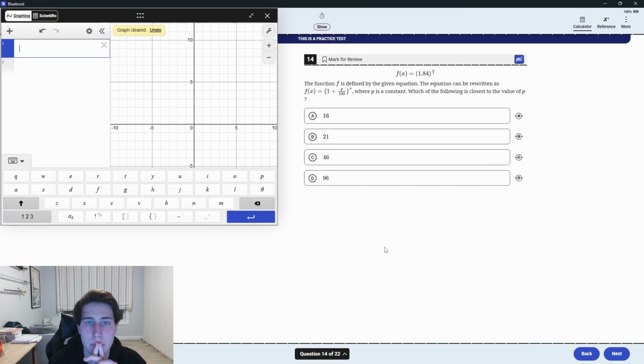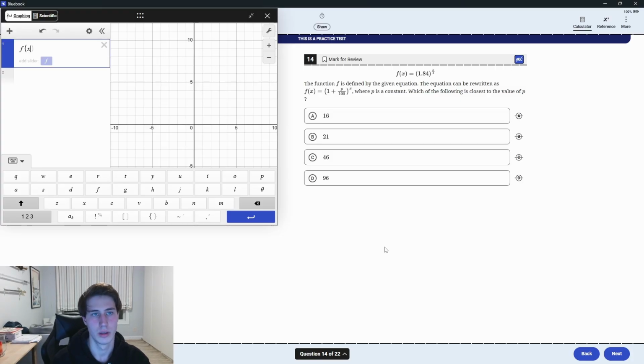Alright, 14. The function f is defined by the given equation. The equation can be rewritten as f of x equals that, where p is a constant. Which of the following is closest to the value of p? So we're looking for what's closest to the value of p, not what is the value of p. So we are going to do, again, you guessed it, Desmos and guess and check.